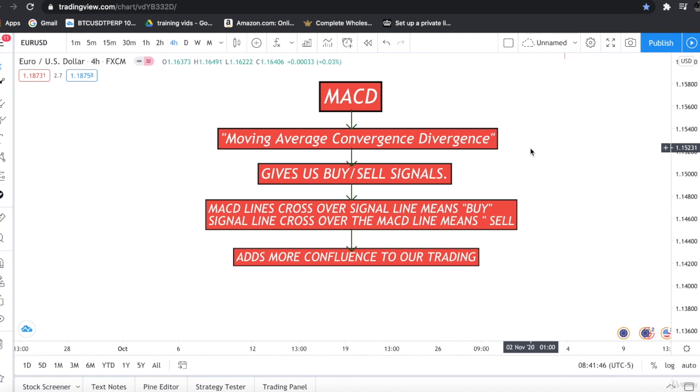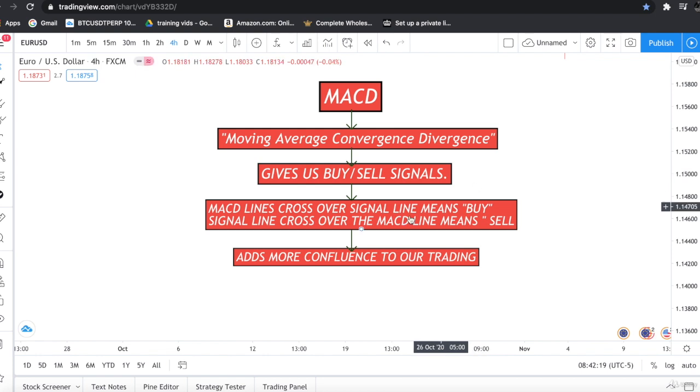Hello everyone, we'll be discussing the MACD indicator in this video. As the name indicates, the MACD is known as Moving Average Convergence and Divergence. The MACD indicator gives us the buy and sell signals. Let's apply the MACD indicator to this chart and overview the MACD indicator.